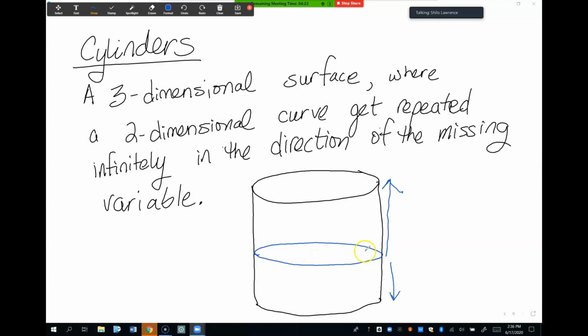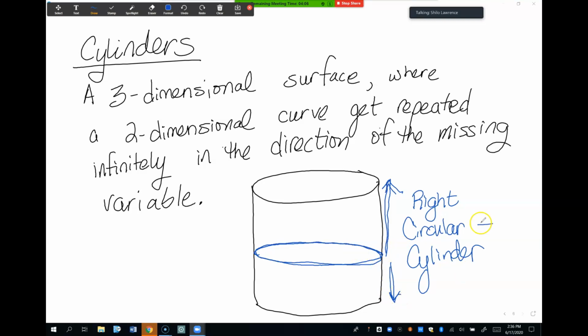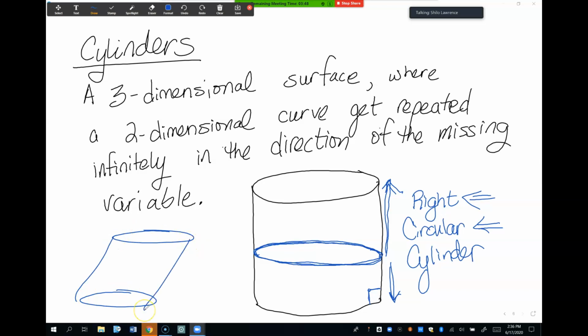So the technical name for this guy is a right circular cylinder. It's a cylinder because it's one 2-dimensional curve that gets repeated forever in a third direction. Circular refers to the 2-dimensional shape that we're using to create the object. And the right means this thing is standing perfectly upright at 90 degrees. It's possible that we could have it slanted. That one would also be fine. That's also a cylinder, but it's not a right circular cylinder. It's just a circular cylinder.